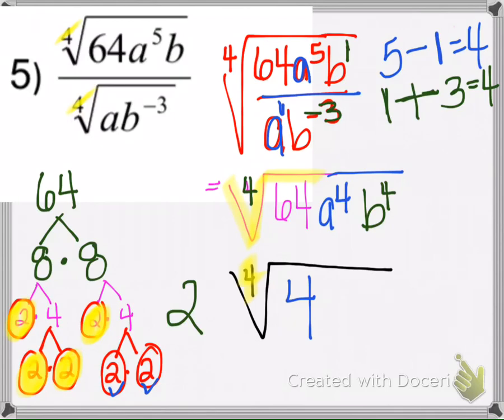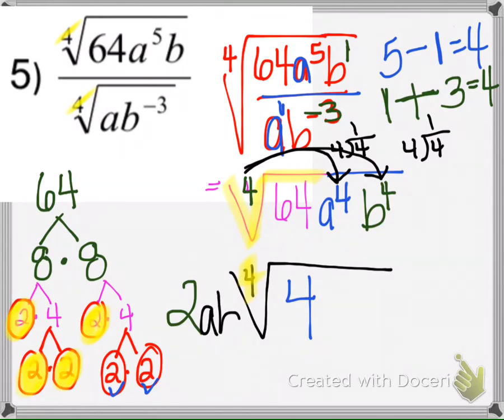Okay, now onto the variables. 4 goes in a 4 once. So we're going to have just an a on the outside of the radical. And then 4 goes into this 4 once as well. So we're just going to have a b on the outside. So this is our final answer.